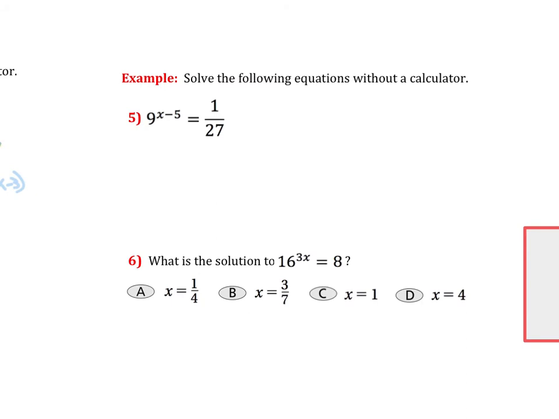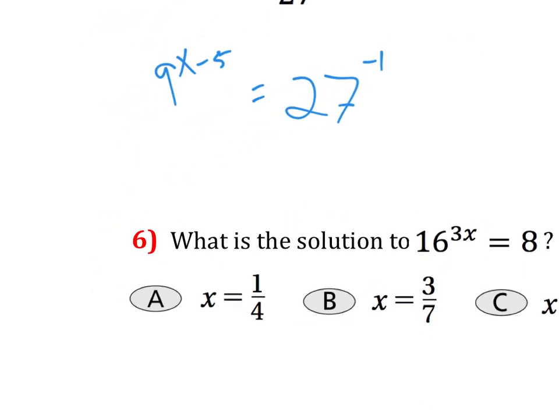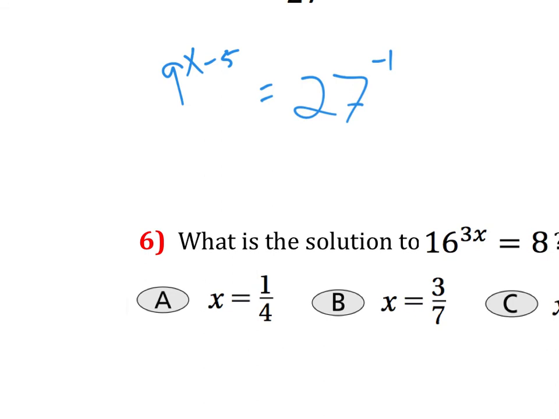All right, next up. Solving without a calculator. Woof. So I've got a base 9 and then a base 27. 1 over 27. Not thrilled with that. So let me first start off. I'm going to write that as 27 to the negative first power. Okay. Well, we've already seen 9 and 27 show up. I know that 9 is 3 squared. And then I know 27 is 3 to the third.